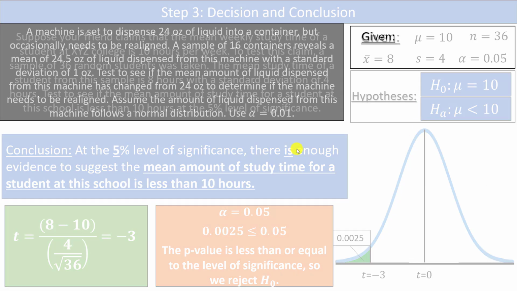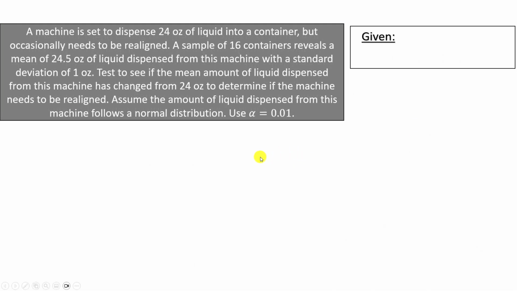So I'm going to go ahead and do one more problem here to do a slightly different situation, and then I'll give you a chance to try one on your own. So this problem says a machine is set to dispense 24 ounces of liquid into a container, but occasionally needs to be realigned. A sample of 16 containers revealed a mean of 24.05 ounces of liquid dispensed from the machine with a standard deviation of 1 ounce.